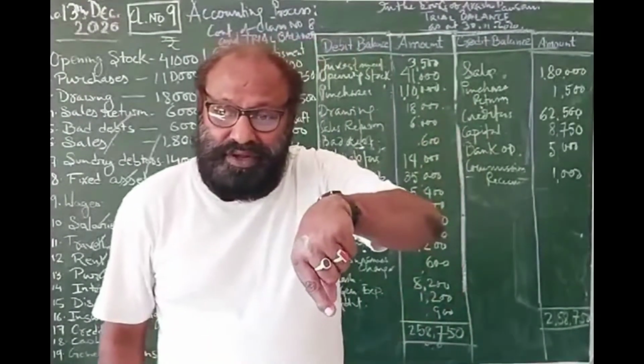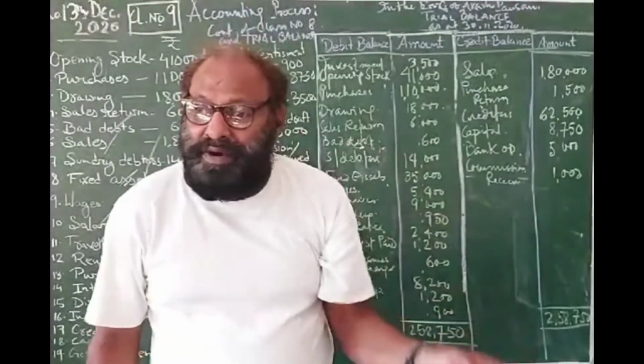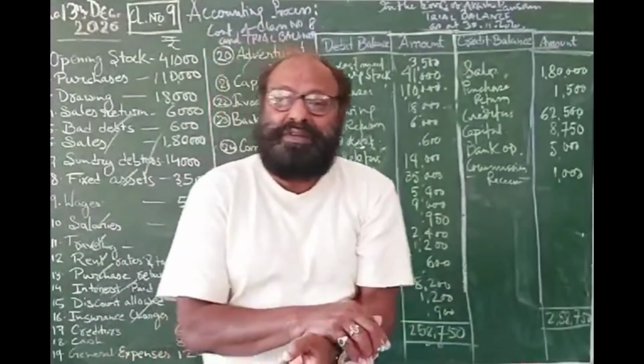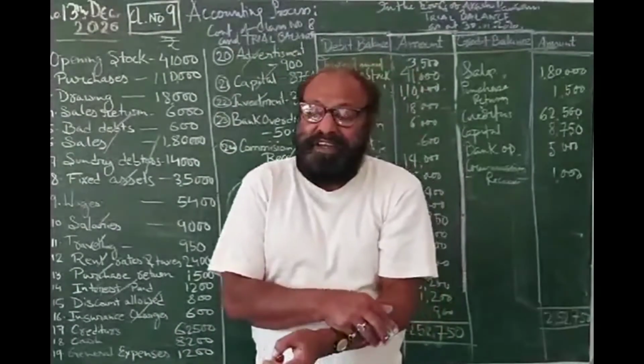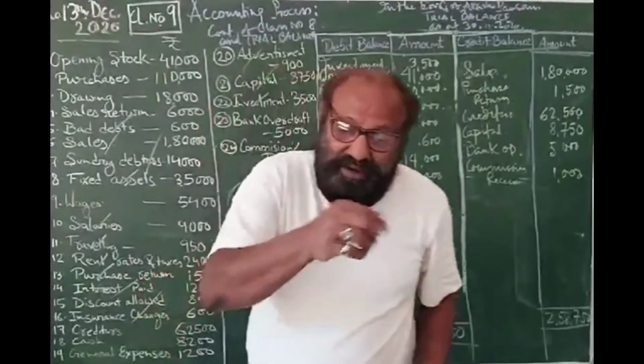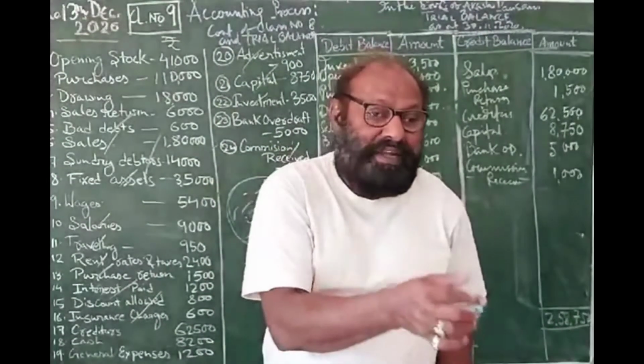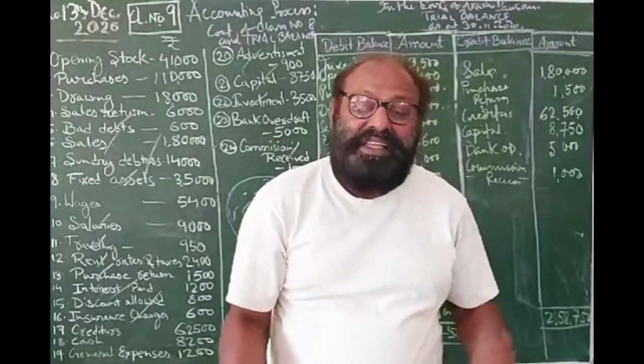Number principle: what comes in, debit; what goes out, credit. Okay, what comes in debit, what goes out credit. But if we cannot find out both aspects of any transaction, then we should apply the second rule. And the second rule is that all receivers are debit, all givers are credit.